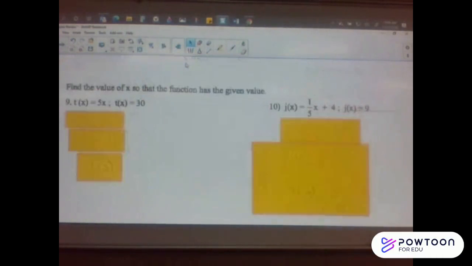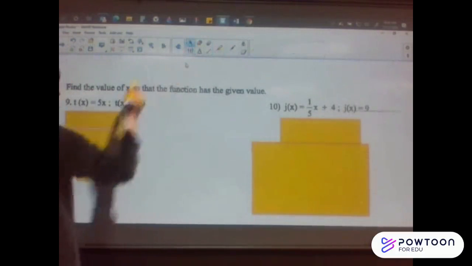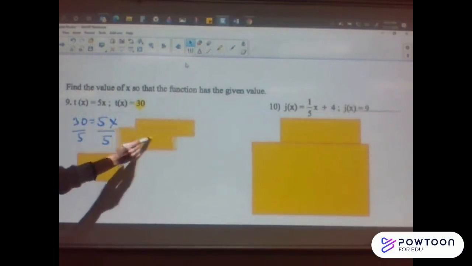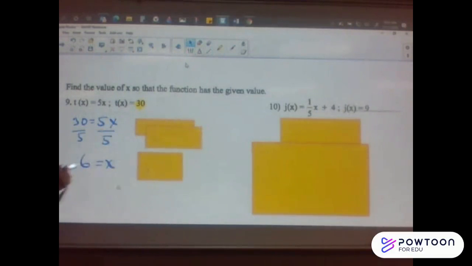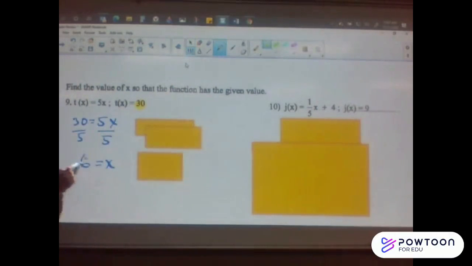And similarly, now to set a function equal to a value, so to set this function equal to 30, we now set 5x equal to 30, divide by 5, and we know that x equals 6. And we can check this answer because if I take 6 and substitute that in for the x, 5 times 6 will give us 30.